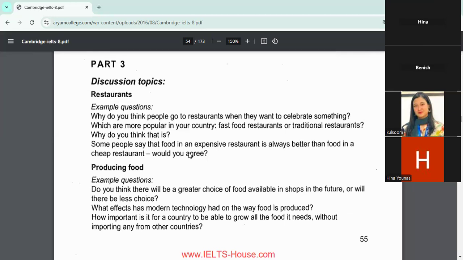Some people say that food in expensive restaurants is always better. Do you think that there will be a greater choice of food available in future or will there be less choice?